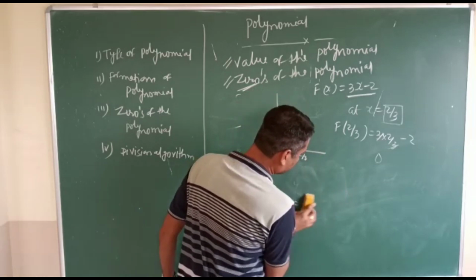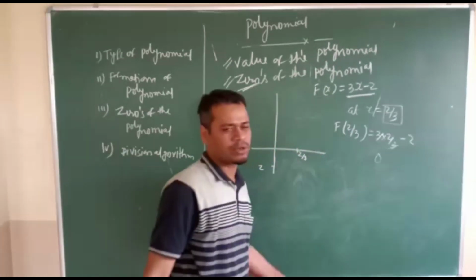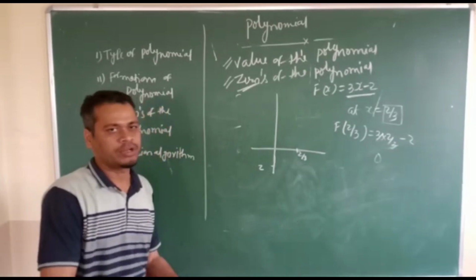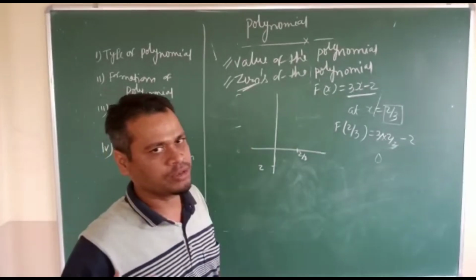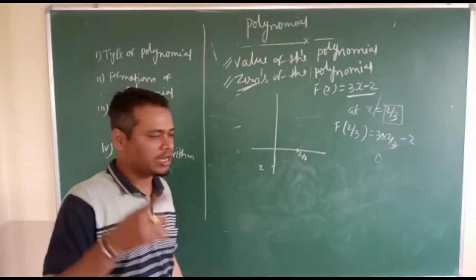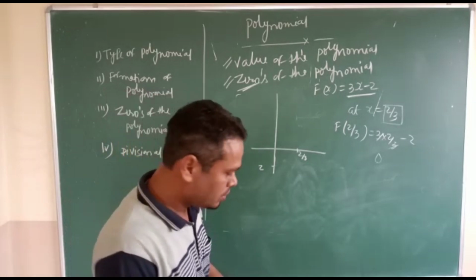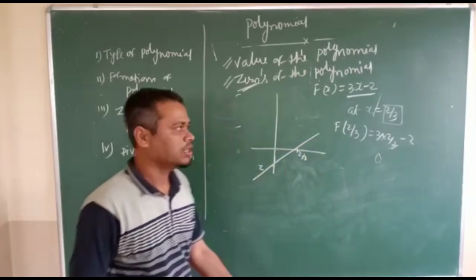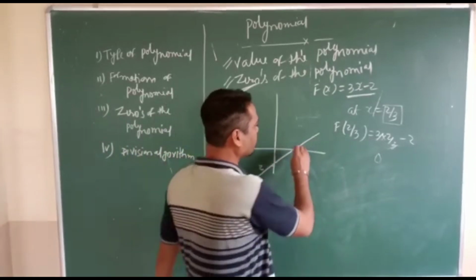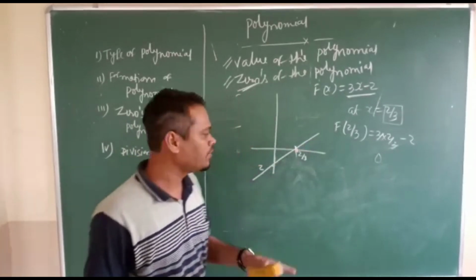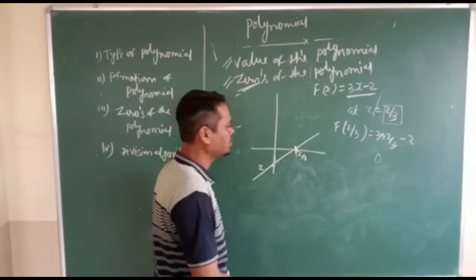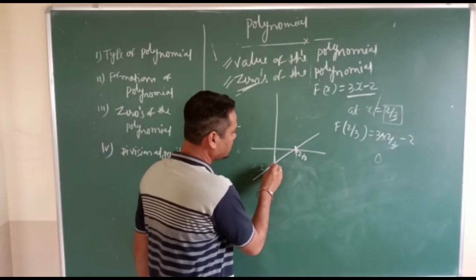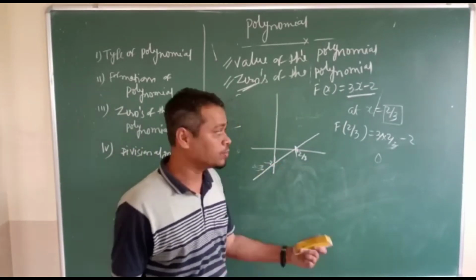When you go to the side, I think in the 9th grade they would have taught you how to draw the graph. You take the different values of x for which you find out the different values of y. I am sure they would have taught you. So if you draw the graph, you will get a graph like this. The graph will touch the x-axis at the point 2 by 3 and the graph will cross the y-axis at the point minus 2. It is crossing at minus 2.